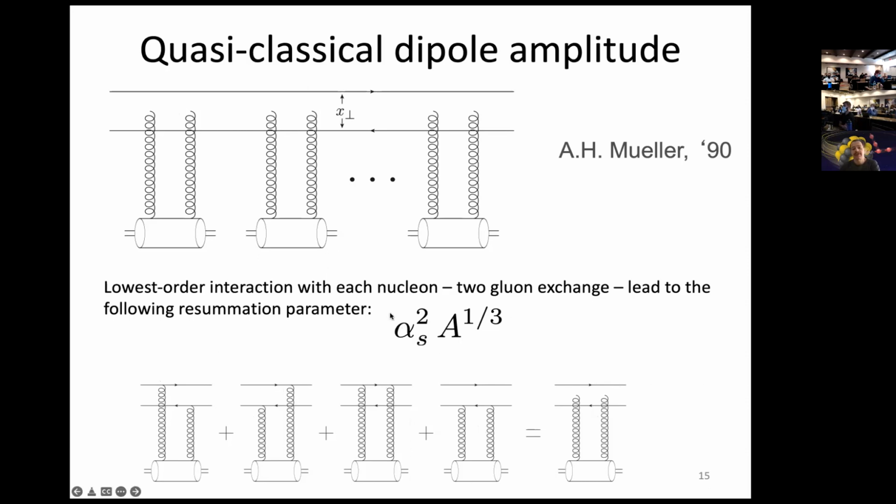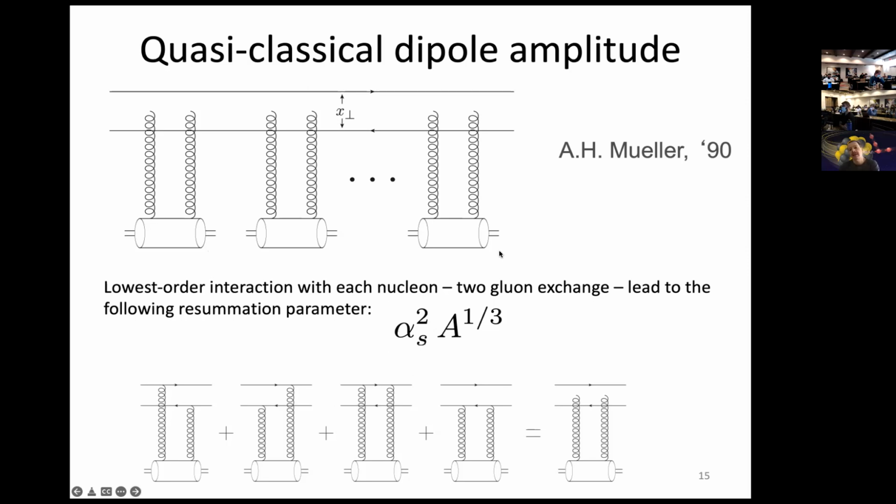You can ask if there is a resummation parameter, right? You need to do some sort of a power counting to justify your approximation. Well, yes, you can invent a resummation parameter. It's given here. Each gluon exchange brings you an alpha s. So exchanging two gluons brings us alpha s squared.